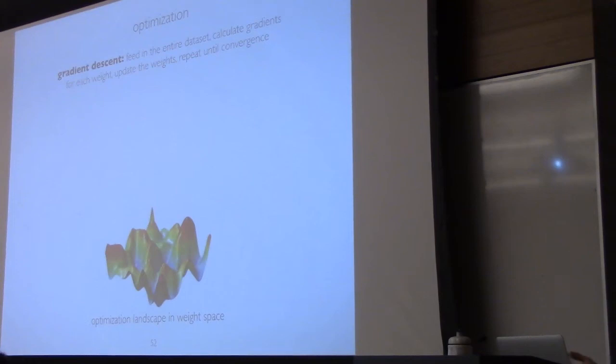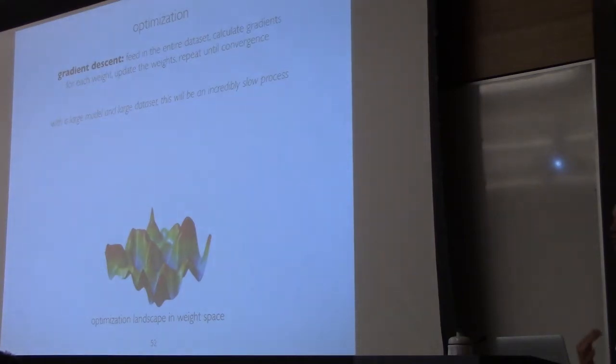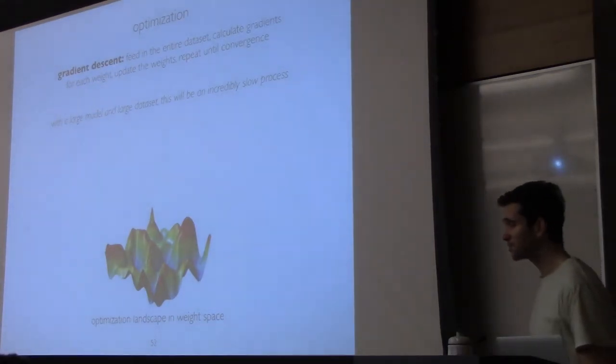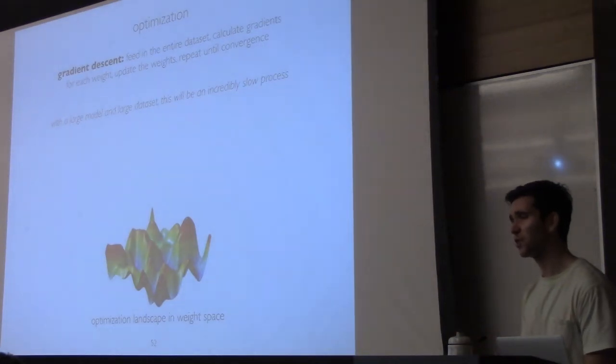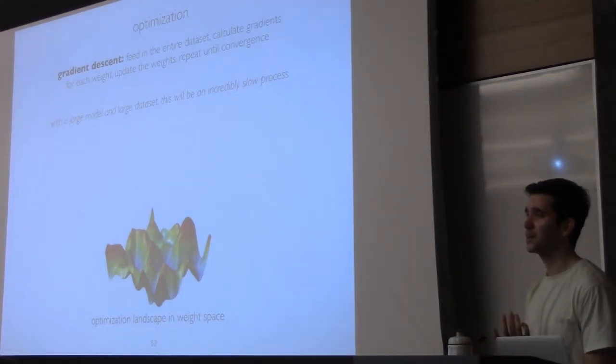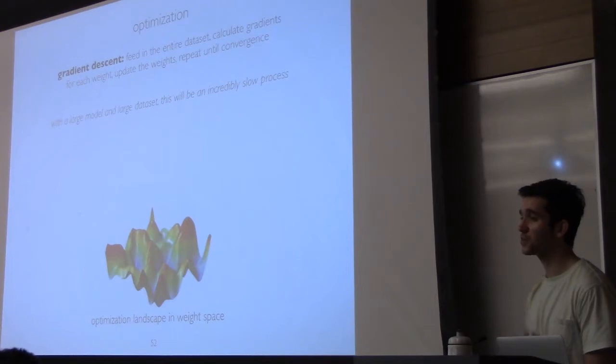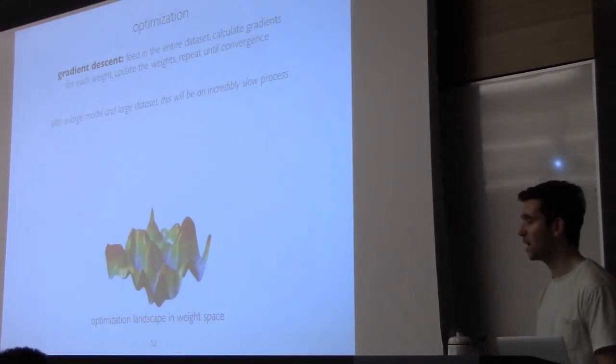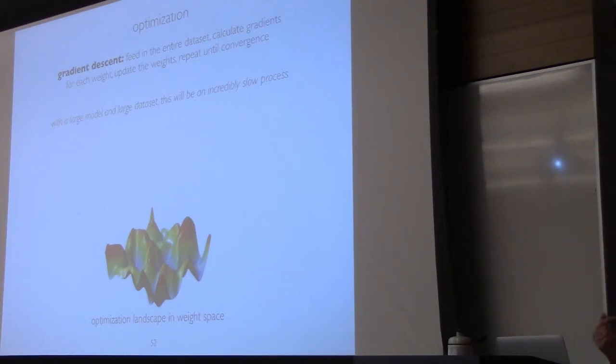Do it again and again and again until convergence. But if you have a large model and a large data set, then that's just a really slow process. If you have some examples in your data set that are similar, they're inducing similar gradients on your network, then it's really just inefficient and redundant to be calculating these gradients, averaging them all together across the entire data set. You're much better off doing it in batches, as I'll show you.